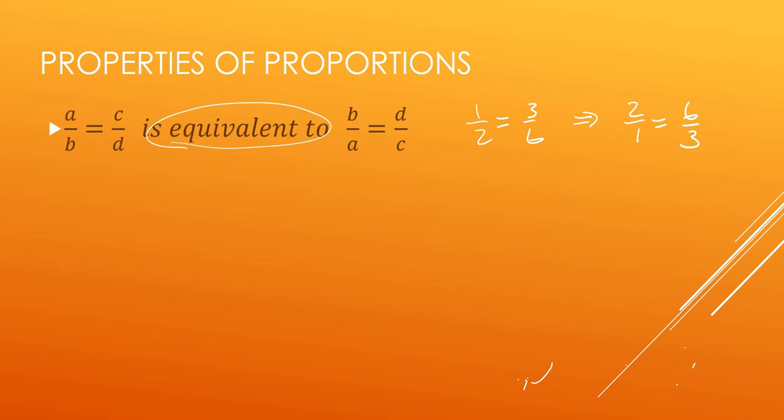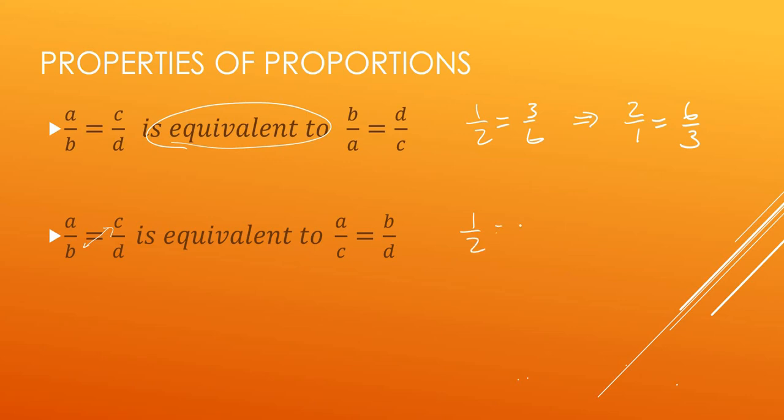Both of those are proportions, and they are equal ratios. The next property, A over B equals C over D, we've got A over C equals B over D. You notice that they've switched the place of the means.